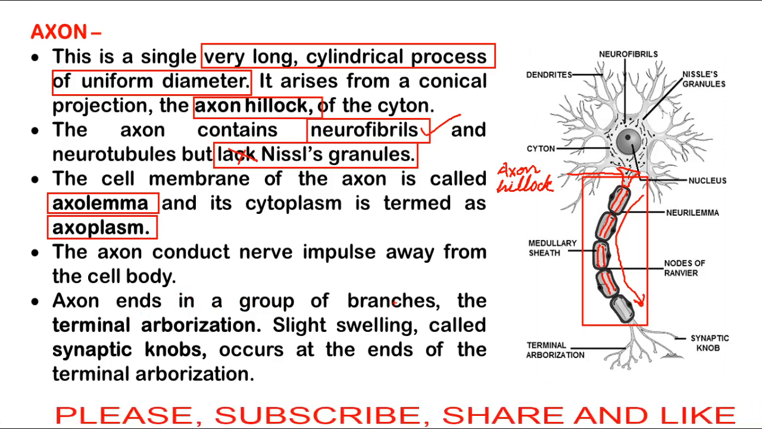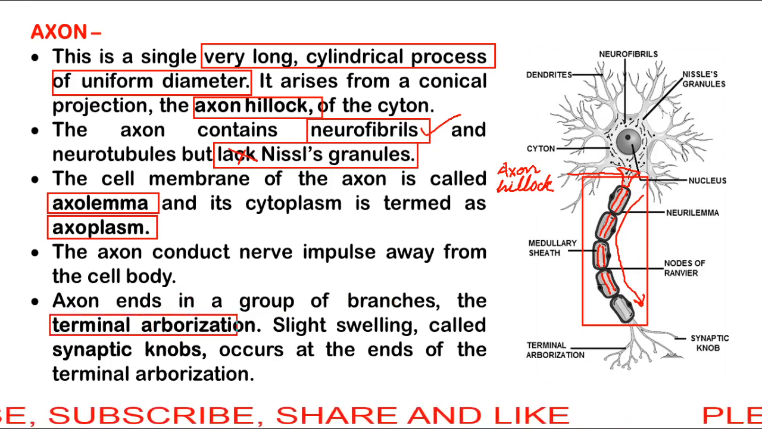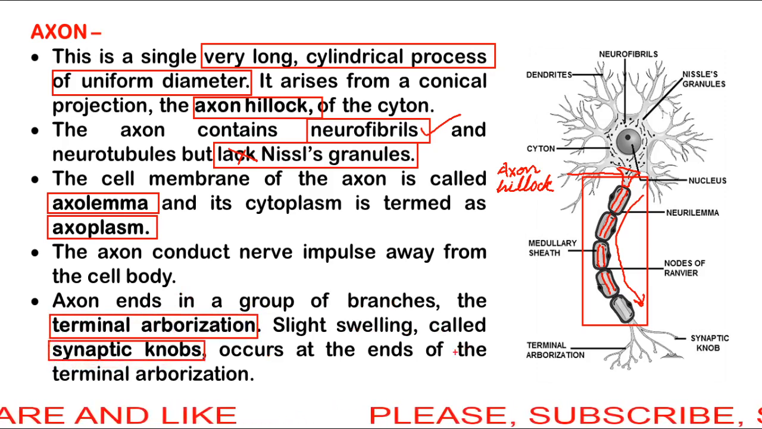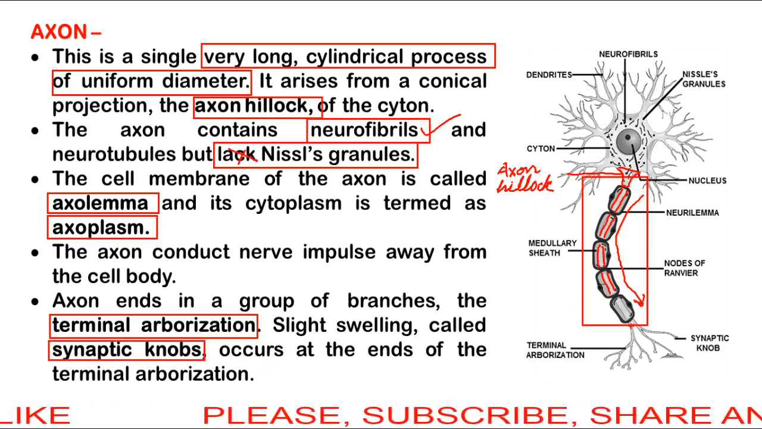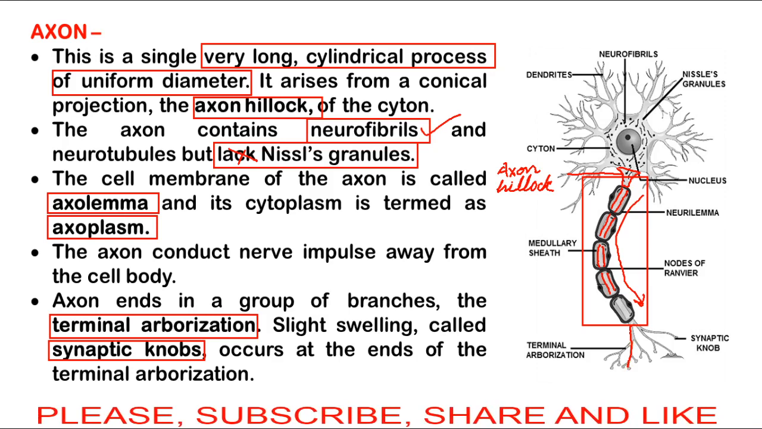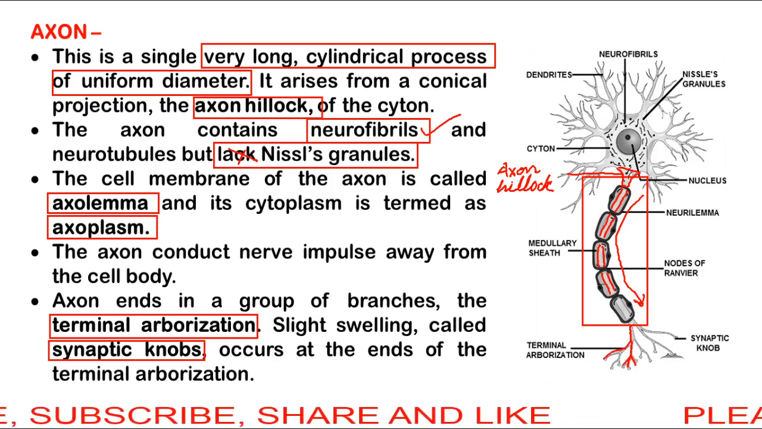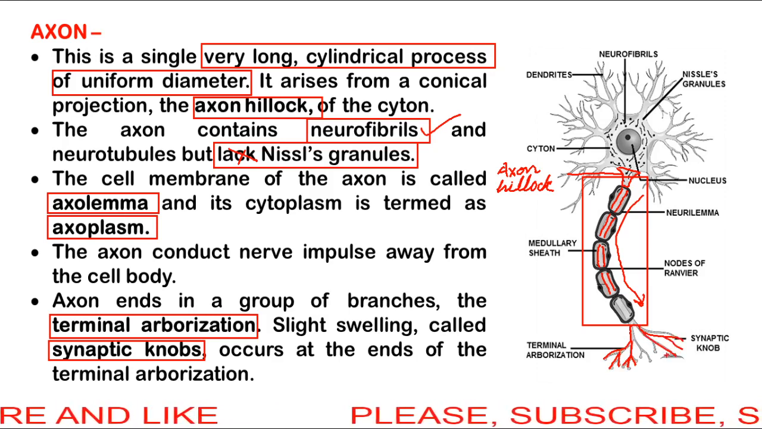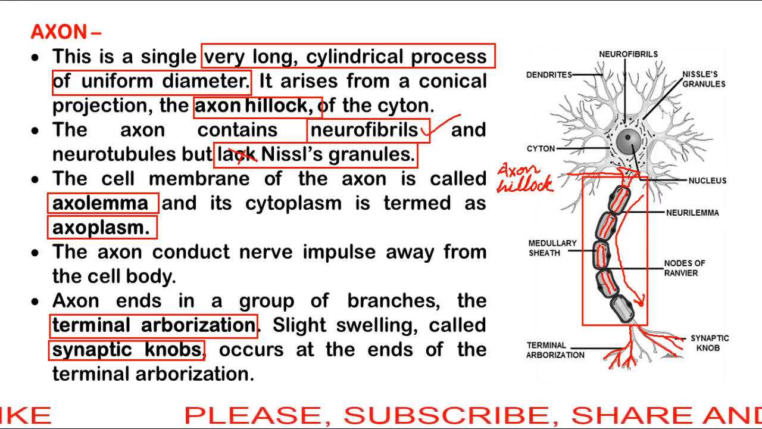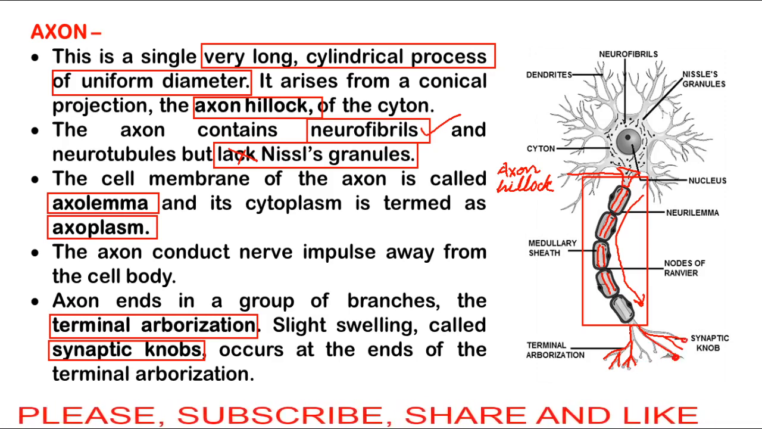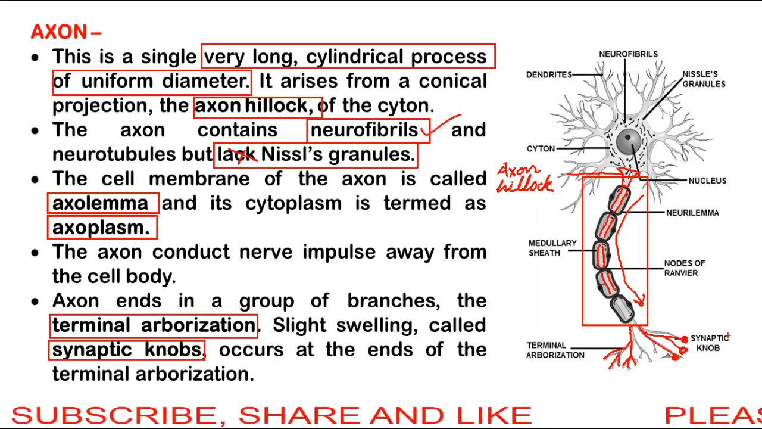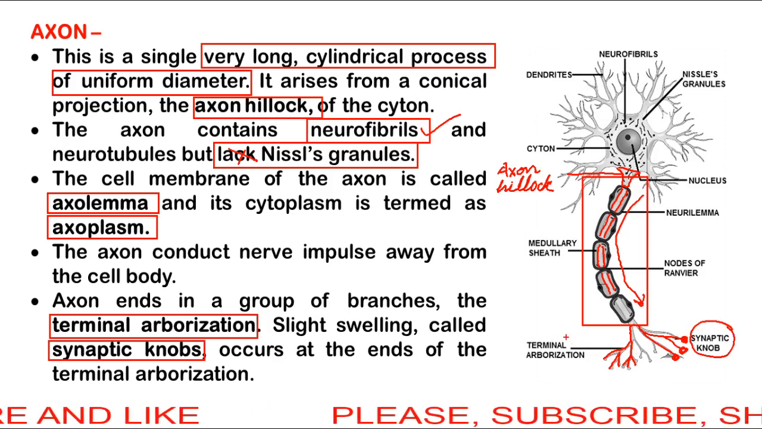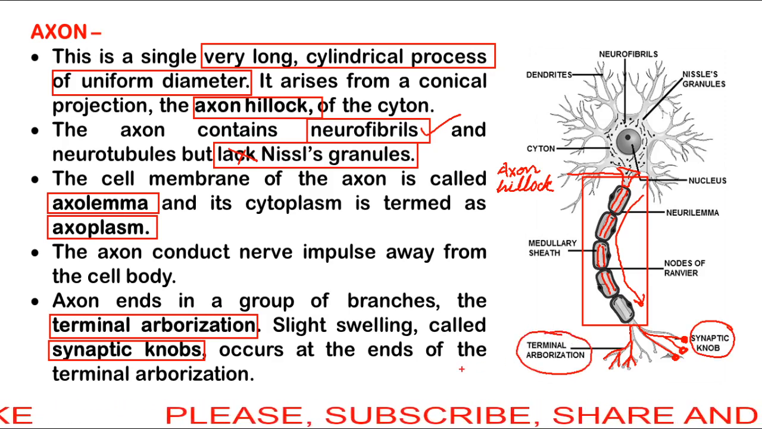The axon ends in a group of branches known as terminal arborization. A slight swelling called the synaptic knob occurs at the ends of the terminal arborization. So these branches at the end of the axon are called terminal arborization. And at the end of these branches, there are some knob-like structures. These knob-like structures are known as synaptic knobs.